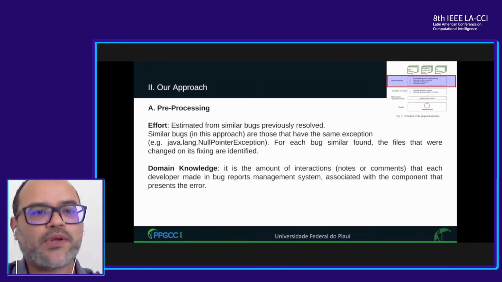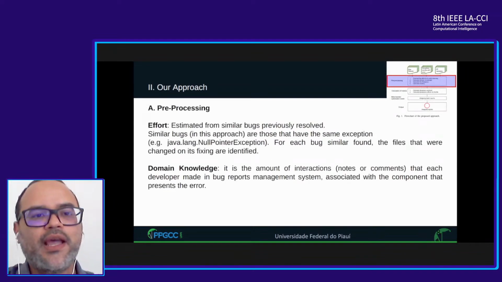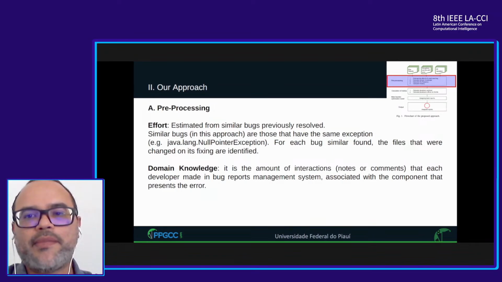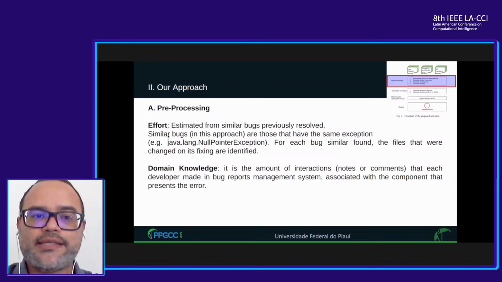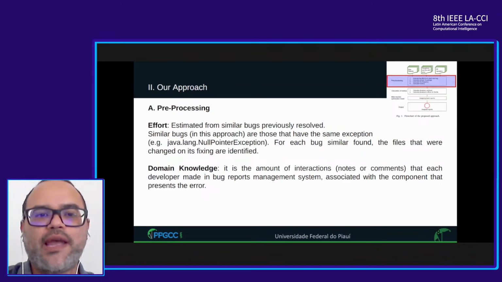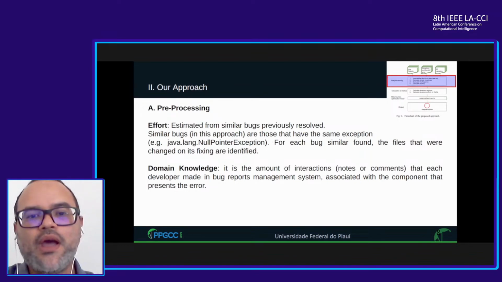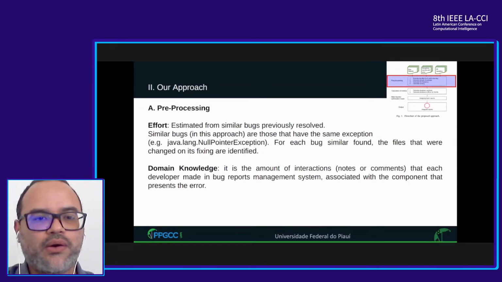The first step is called pre-processing. On this step, we calculate three metrics. The first metric is called effort, and it is the estimate from similar bugs previously resolved. In this work, we call similar bugs those that have the same exception, for example, null pointer exception. For each similar bug found, the files that were changed on these bugs are identified.